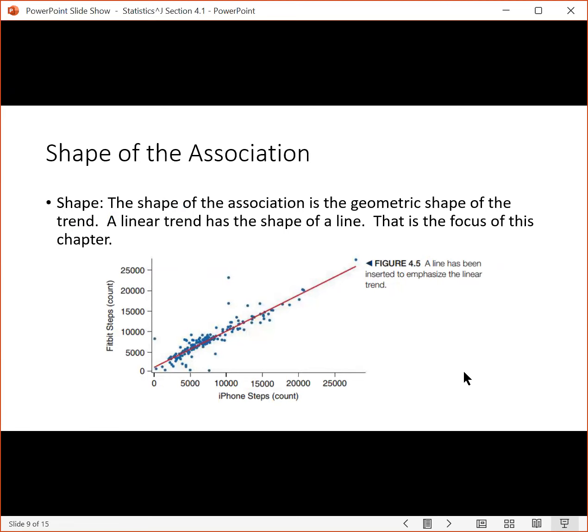The shape of the association is the geometric shape of the trend. A linear trend has the shape of a line. That is going to be the focus of this chapter, so we're going to be focused on linear trends. You can see here the dots cluster around a line, and so that gives us a linear trend.